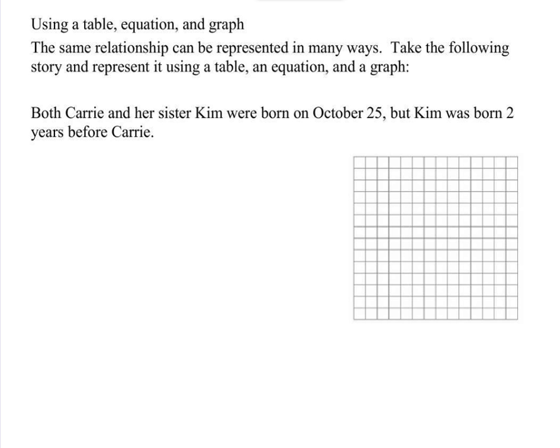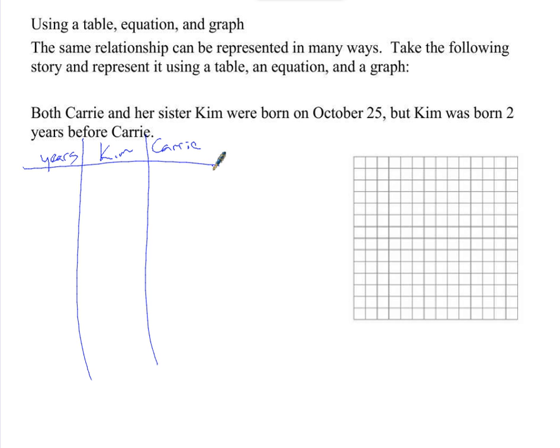So, who's older, Kim or Carrie? Kim was born 2 years before, so Kim is older, right? So if I set up a table and I call it years, Kim and Carrie, year 0, how old is Kim? 2. Who's older, Kim or Carrie? So in year 0, I want to say when Carrie was born, how old was Kim? 2. How old was Carrie? 0.